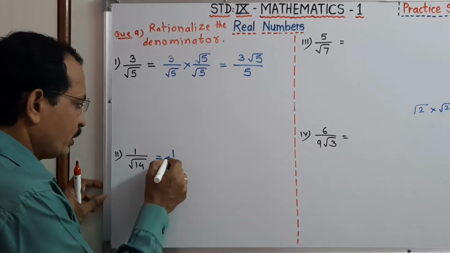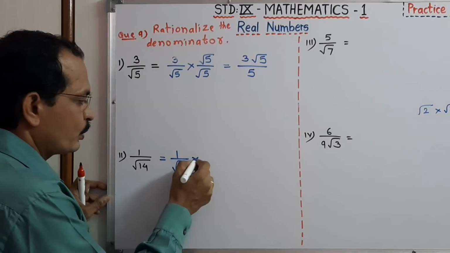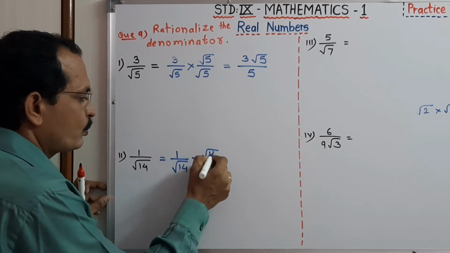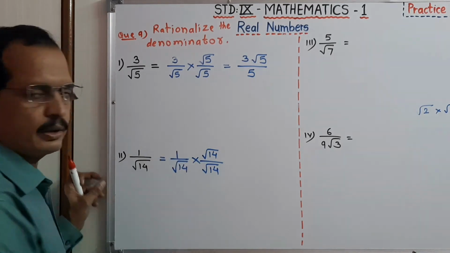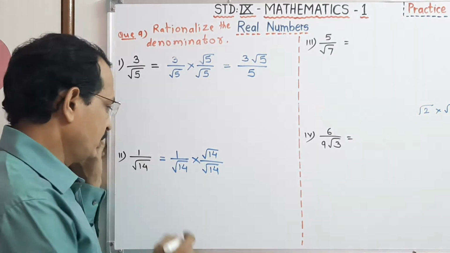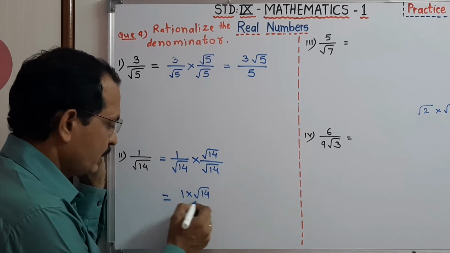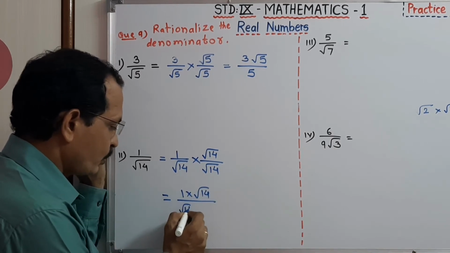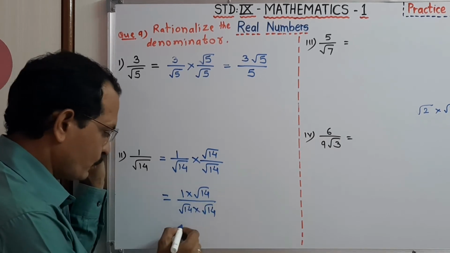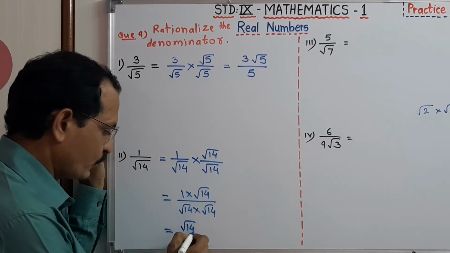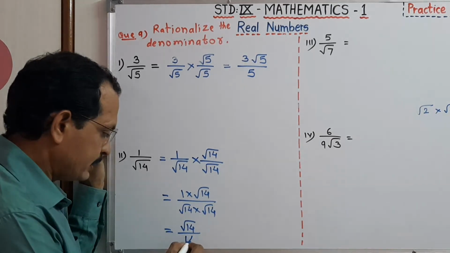Now see 1 upon root 14. Now here also we have to multiply by root 14 to the numerator and to the denominator. Same thing is there. Now we can write here 1 into root 14 divided by root 14 into root 14. Now 1 into root 14 will be root 14, and root 14 into root 14 we will get as 14.